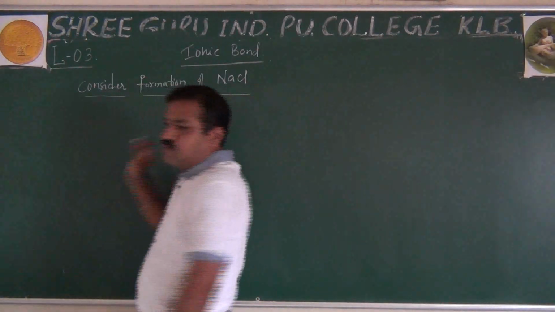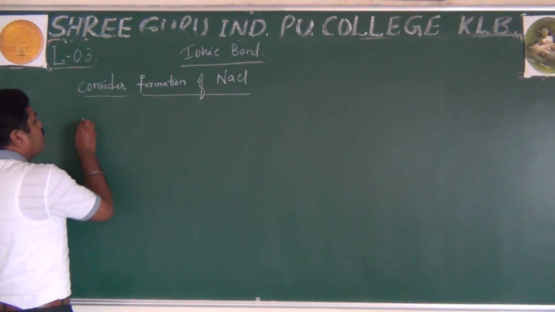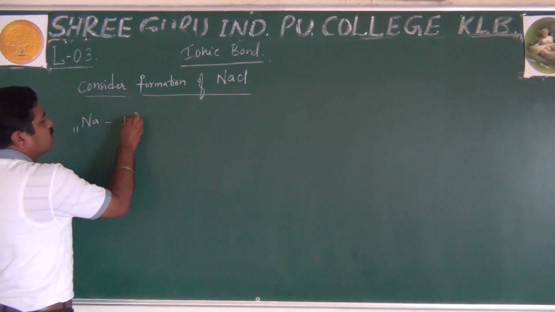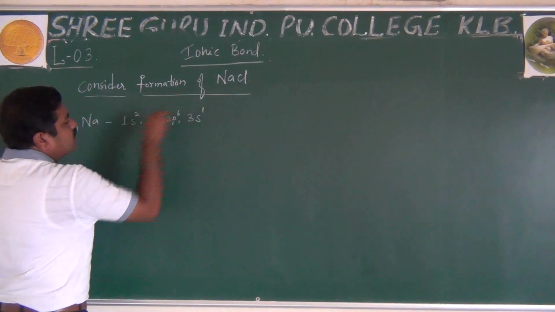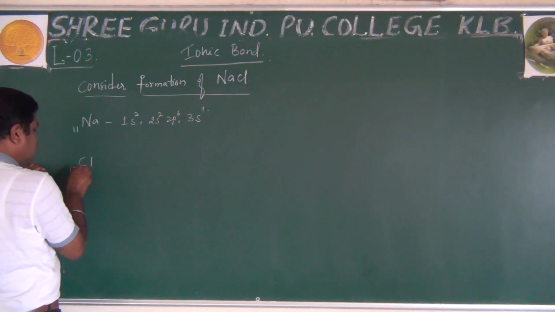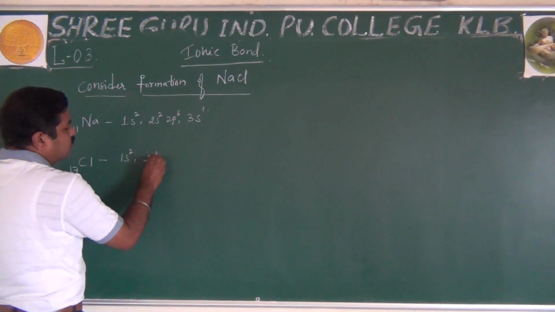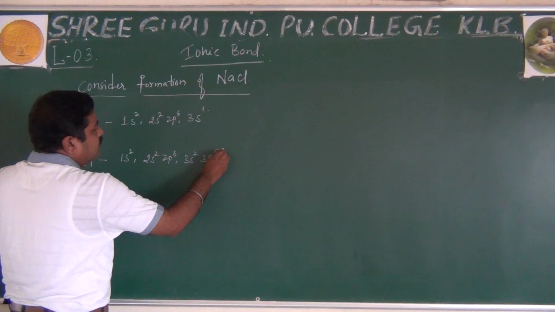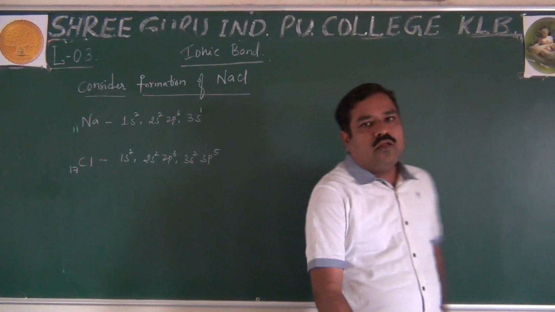See, when you consider this example, the formation of sodium chloride, you know that sodium is an alkali metal having atomic number 11, 1s2, 2s2, 2p6, 3s1. And chlorine, atomic number 17, has electronic configuration 1s2, 2s2, 2p6, 3s2, 3p5. Now observe this. I told you in the last class only.